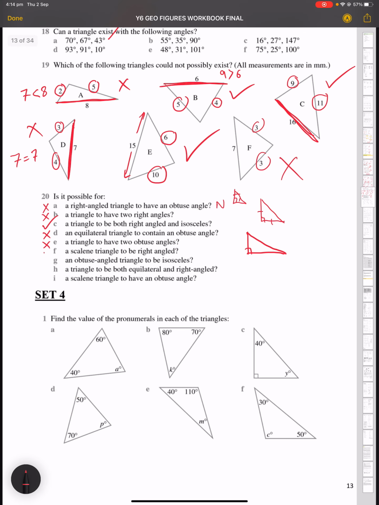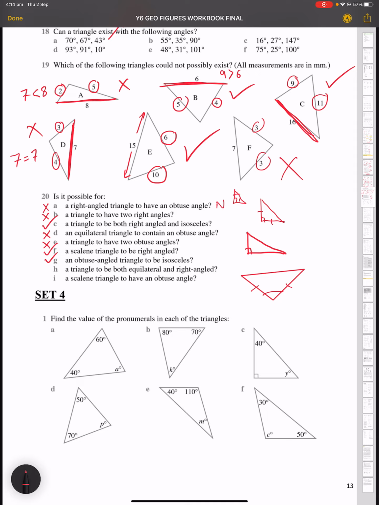So that's yes. G, an obtuse angle triangle to be isosceles. Yes. Like this. So this is obtuse angle, and imagine this is isosceles. So that will be yes.